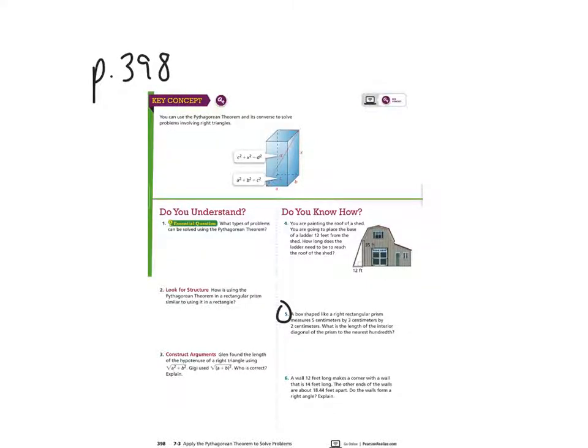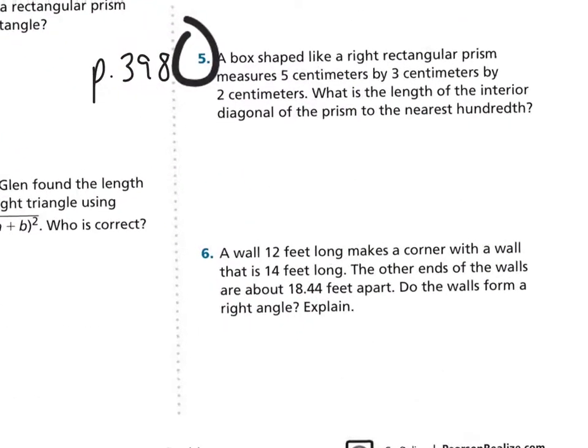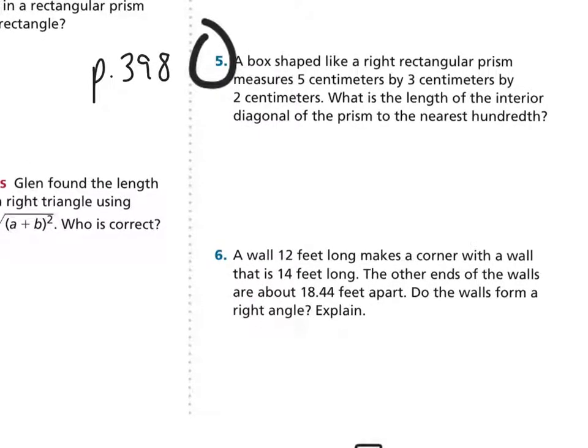Continuing lesson 7.3, if we look at page 398, number 5, applying the Pythagorean theorem here. So a box shaped like a right rectangular prism measures 5 centimeters by 3 centimeters by 2 centimeters. What is the length of the interior diagonal of the prism to the nearest hundredth?